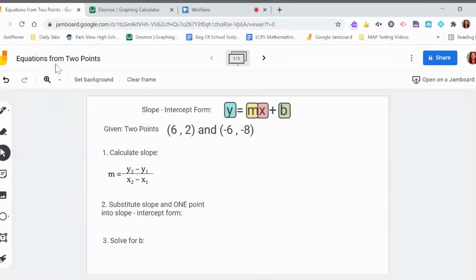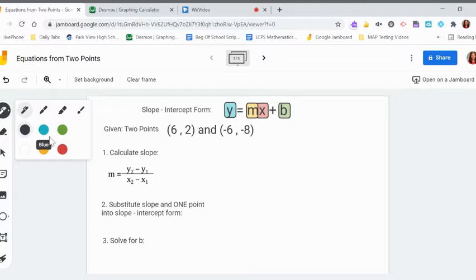Writing an equation from 2 points. So we're given here 2 points, 6, 2, and negative 6, negative 8, and we want to write an equation in slope-intercept form. So the first thing we need to do is find the slope.